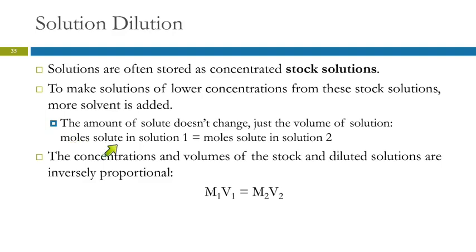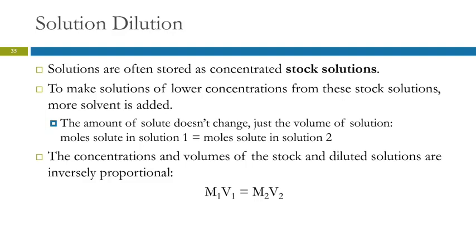So the moles of solute that are in the concentrated solution are equal to the moles of solute in the dilute solution. And so we can use that to get this equation: M1V1 equals M2V2. Very useful equation. M here stands for molarity and V stands for volume. So the molarity of the first solution times its volume would give you the moles of solute. And that's going to be equal to the molarity of the second solution times its volume.